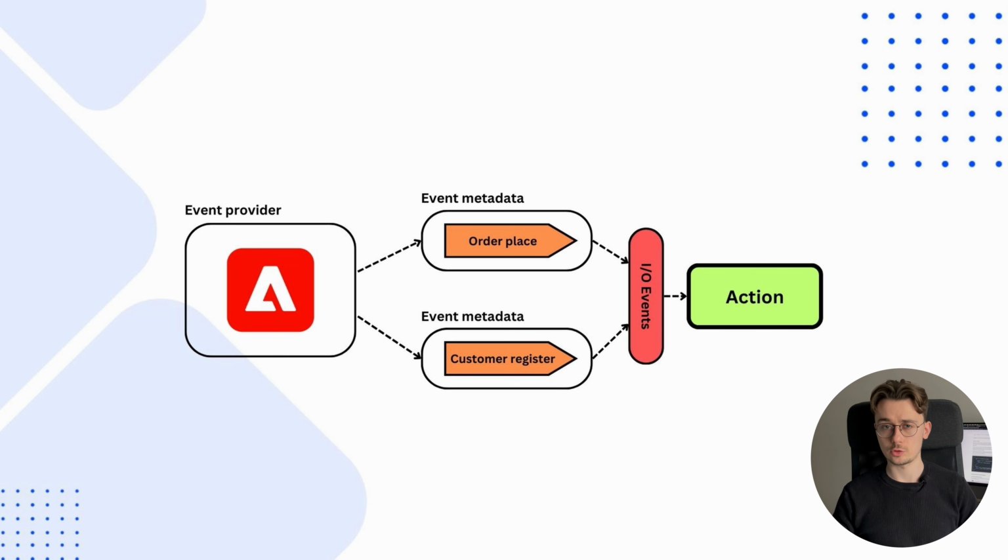Once an event is triggered, it needs to be processed. In our case, Adobe I/O Events handles this processing. It decides what to do with the event. For example, it might forward the event to a runtime action that processes it.